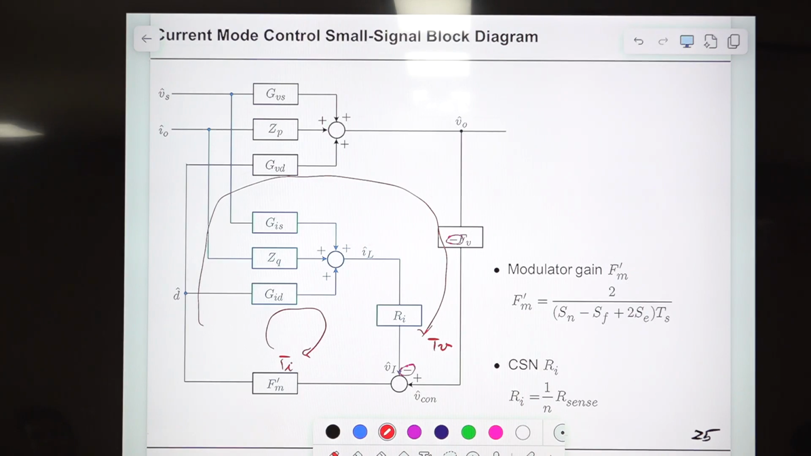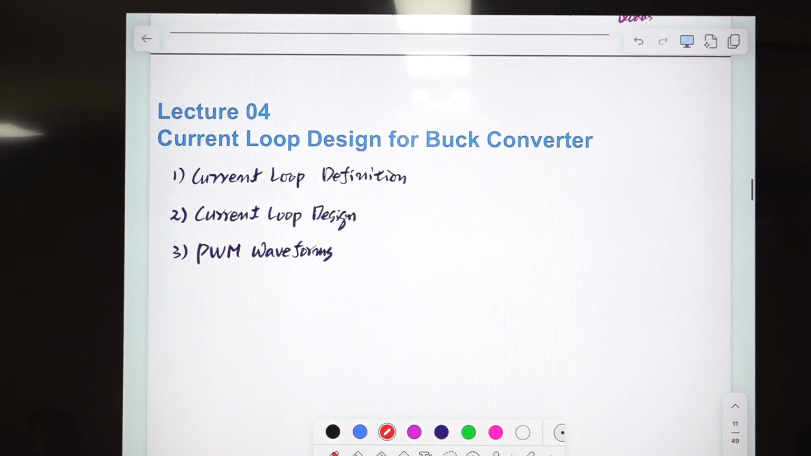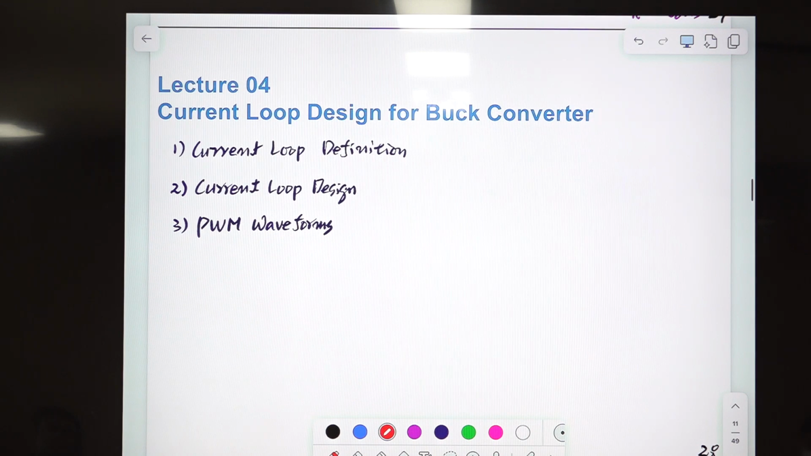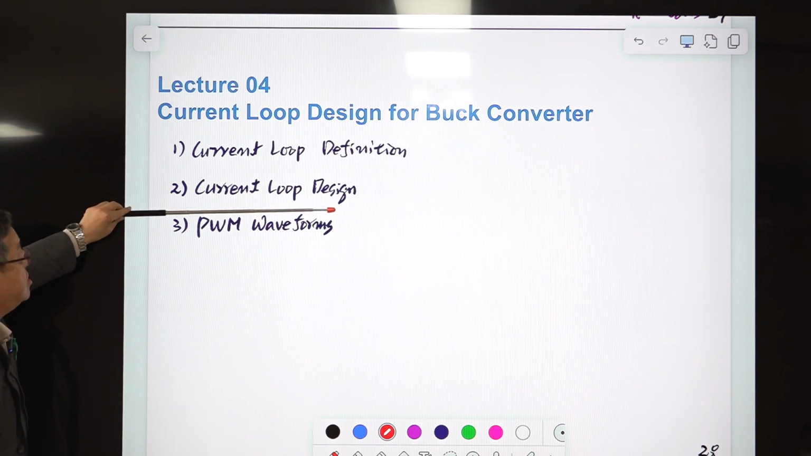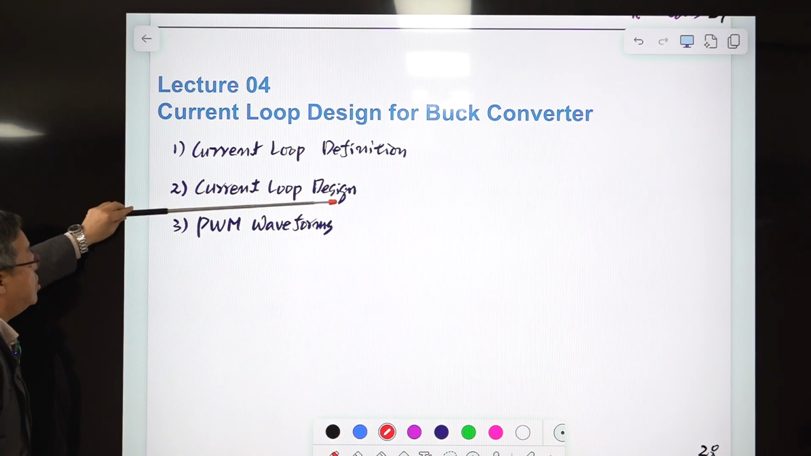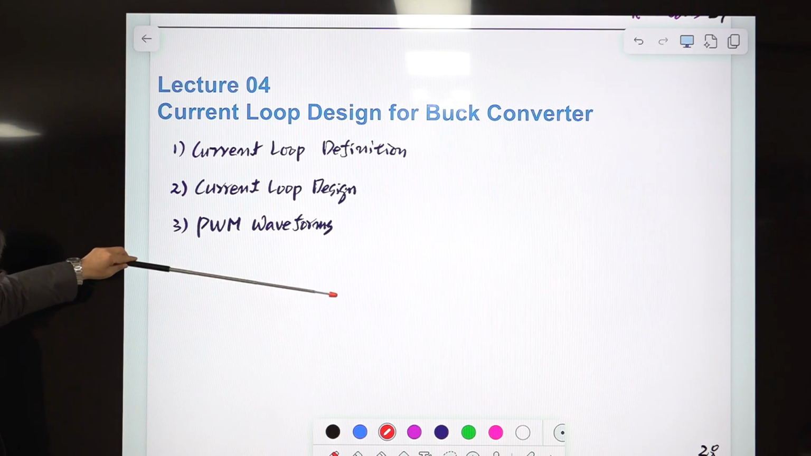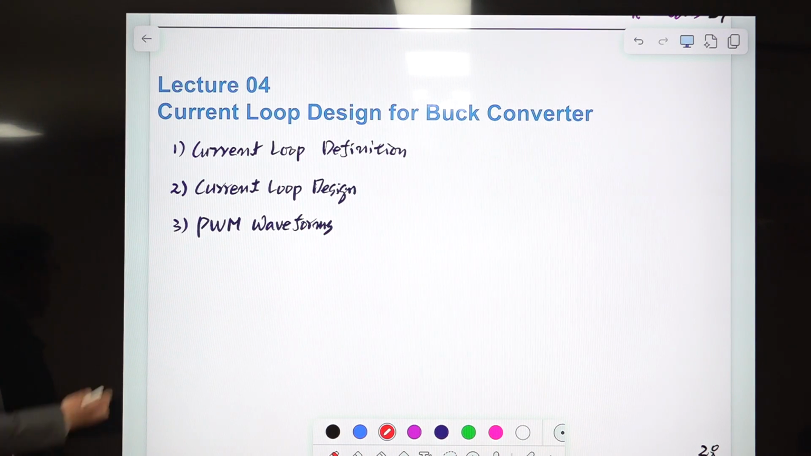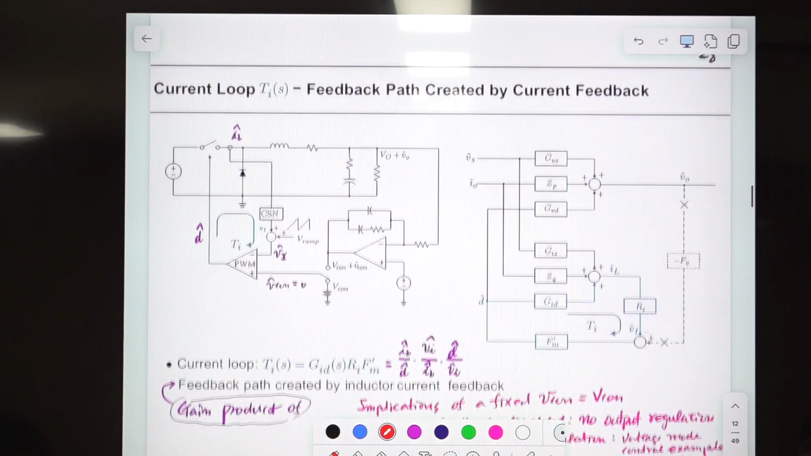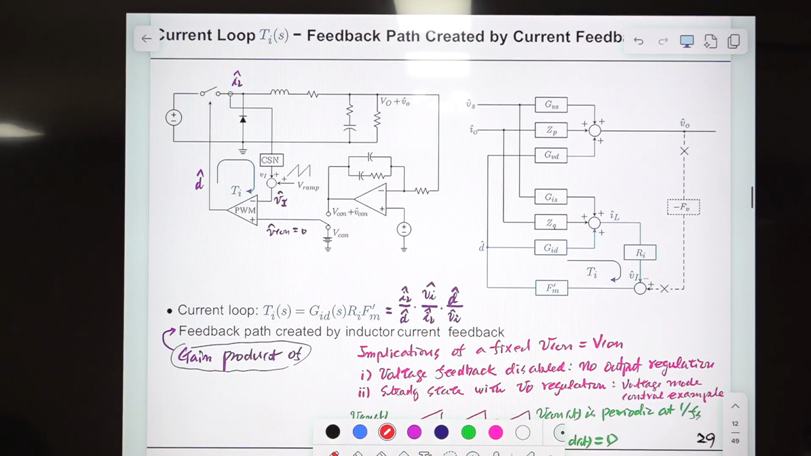In this lecture number 4, we go through the details about the current loop, the definition of the current loop, and the design procedure of the current loop. Based on this, I'll explain the PWM waveforms of current mode control, which is very important to understand the control scheme of this PWM converter with current mode control. Okay, so this is obvious. This is the current mode controlled converter.